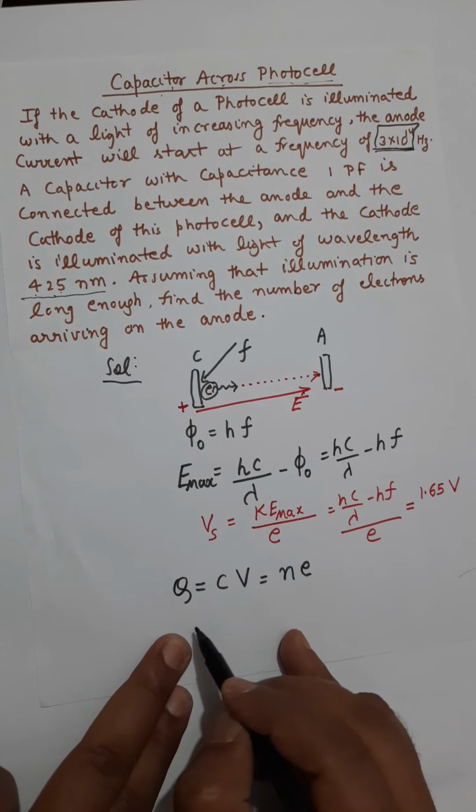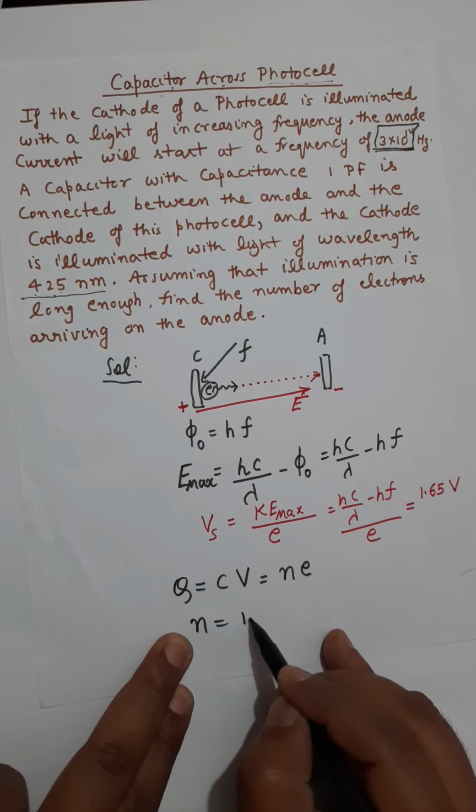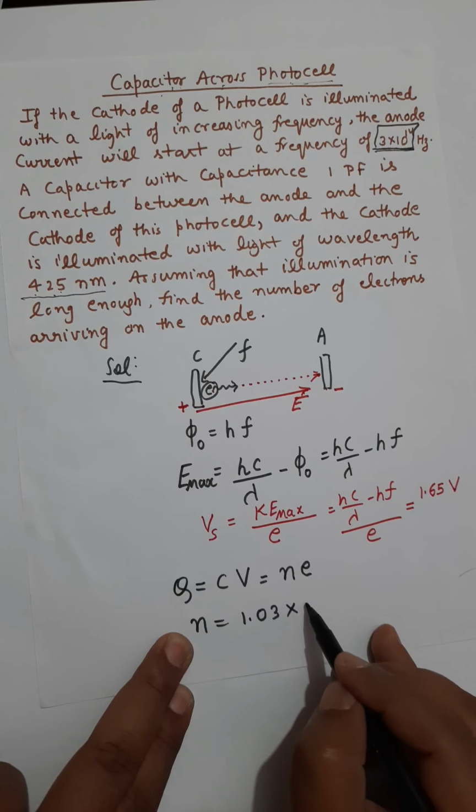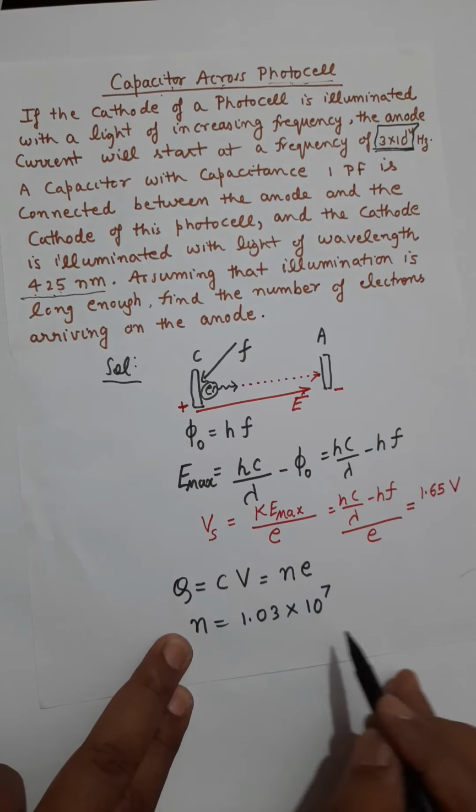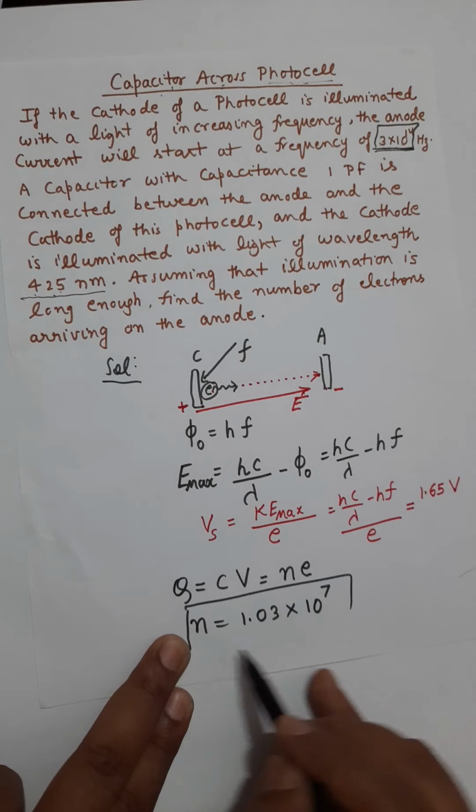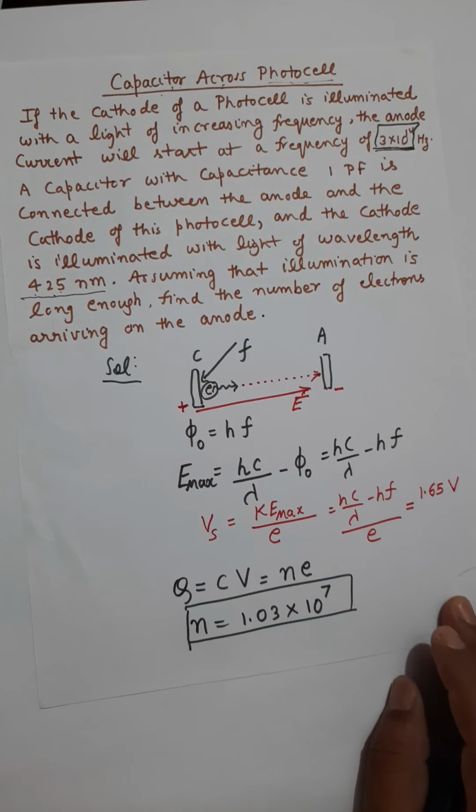Again putting all the values, the number of electrons comes as 1.03 into 10 to the power 7. This is the answer for this question. This was the fifth question.